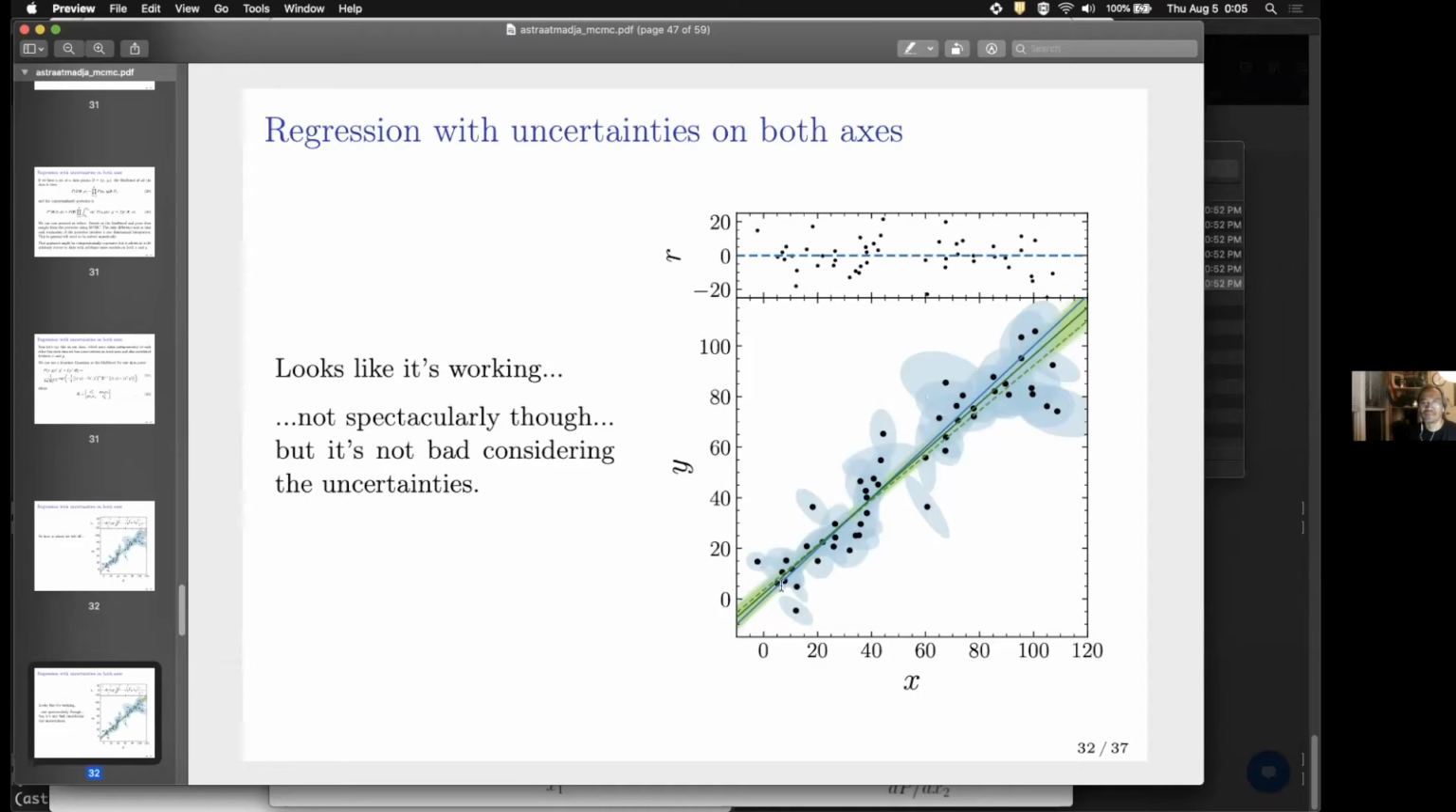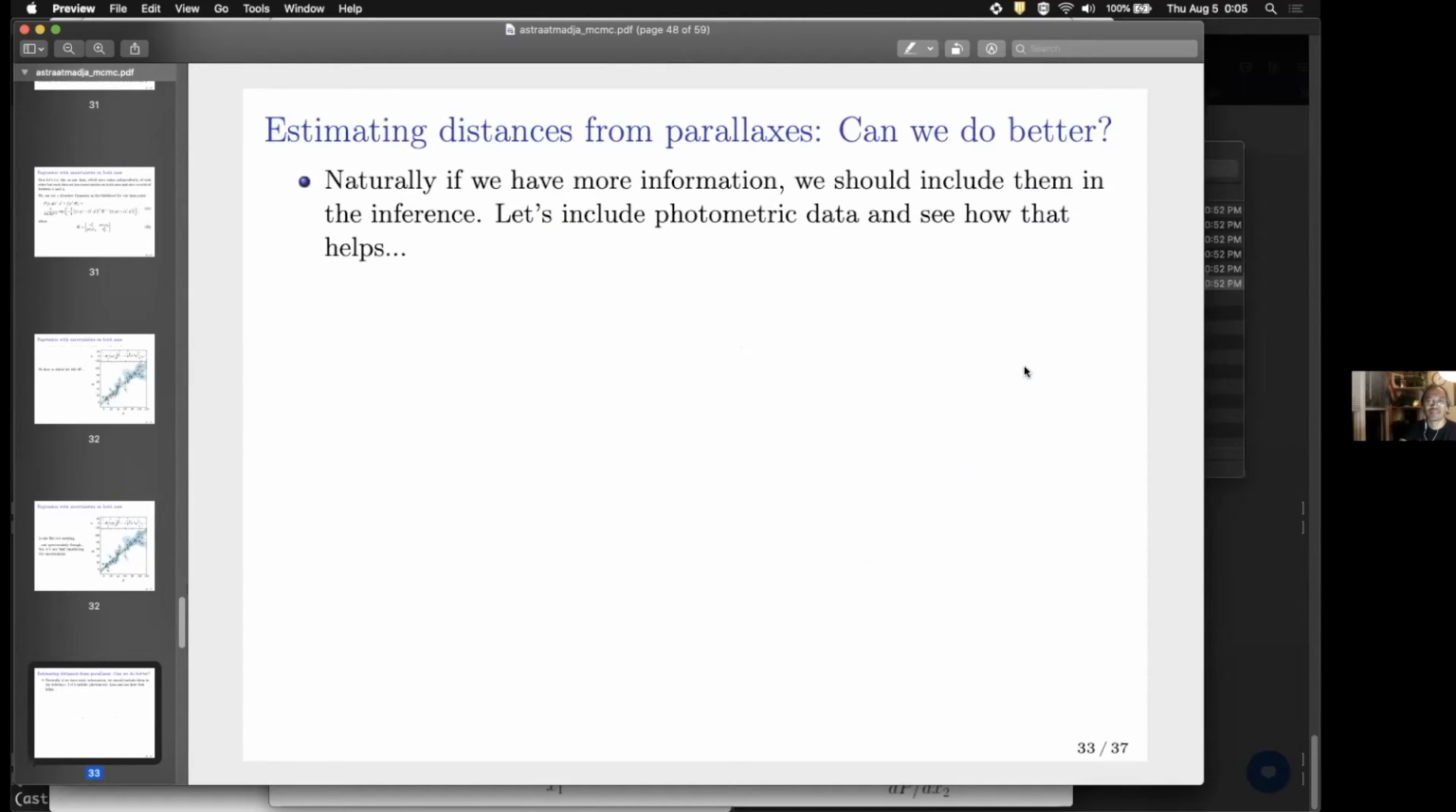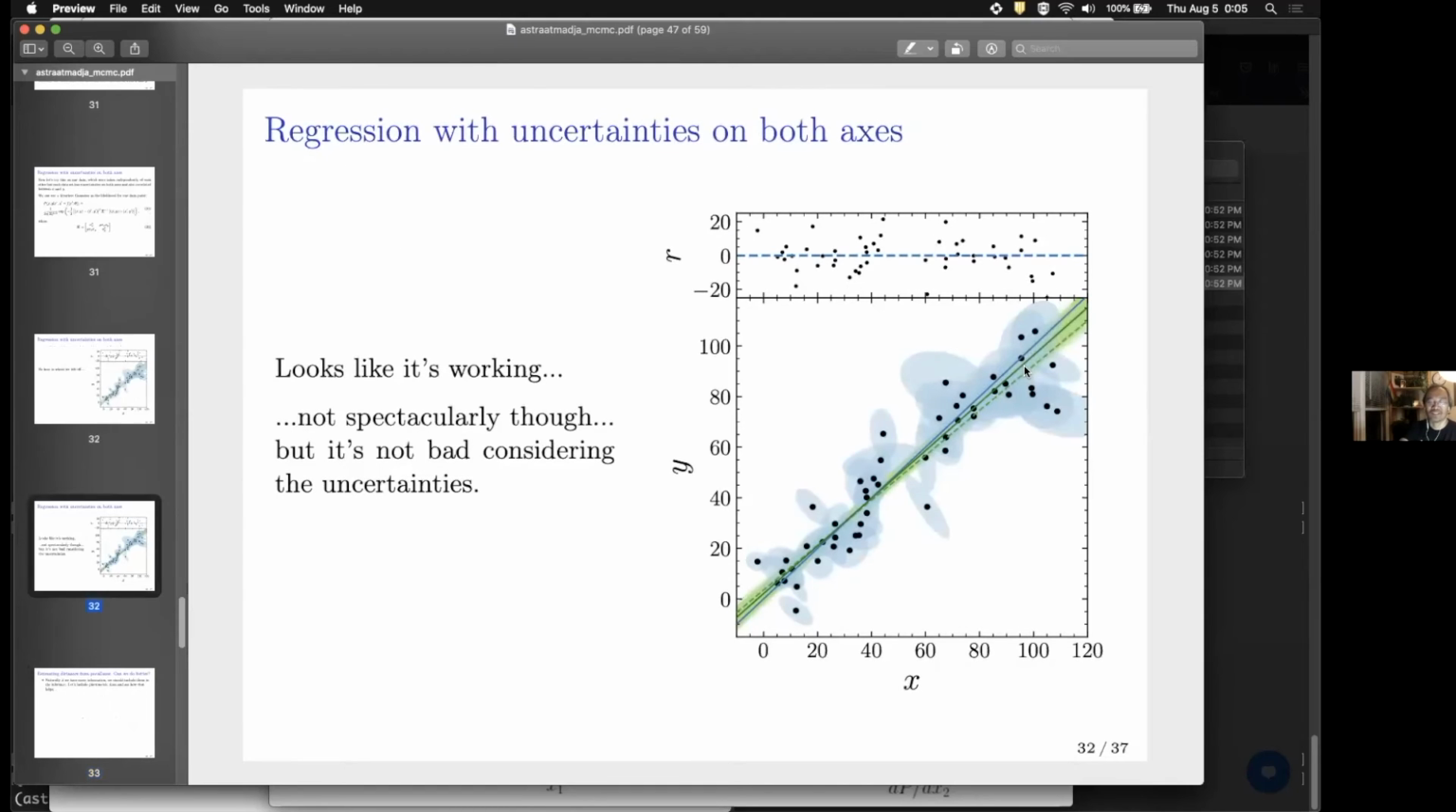Now the problem is that here the uncertainties are quite large. So it's already difficult in the first place to infer the parameters of the straight line. But if we consider the x-axis as well and the correlations, then it works better than if we just ignore them. Right, so that's how to do parameter inference when we have uncertainties in both axes.